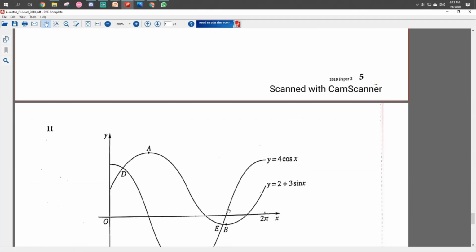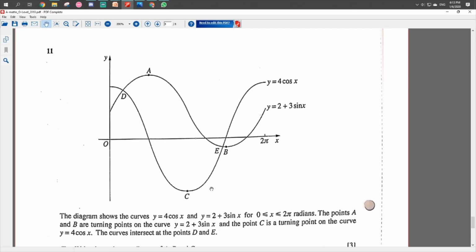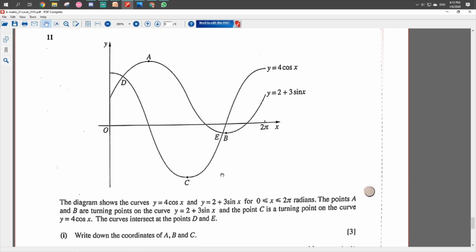So for the last question, we have a trigograph. First of all, the diagram shows the curves y equals 4 cosine x and y equals 2 plus 3 sine x for 0 ≤ x ≤ 2π radians. The points A and B are turning points on the curve y equals 2 plus 3 sine x, and the point C is a turning point on the curve y equals 4 cosine x. The curves intersect at the points D and E.